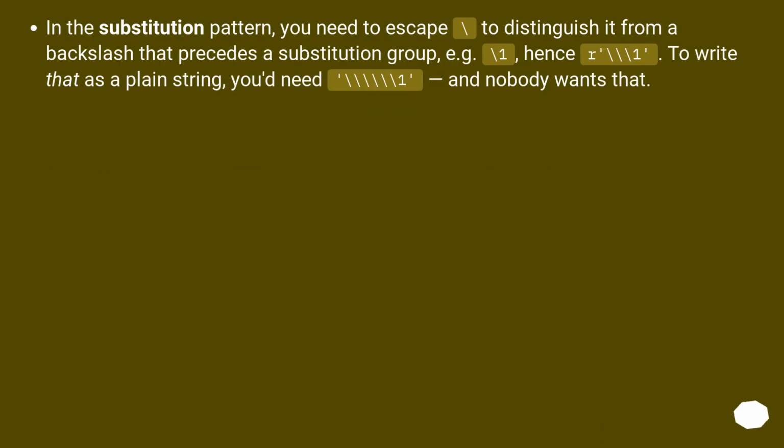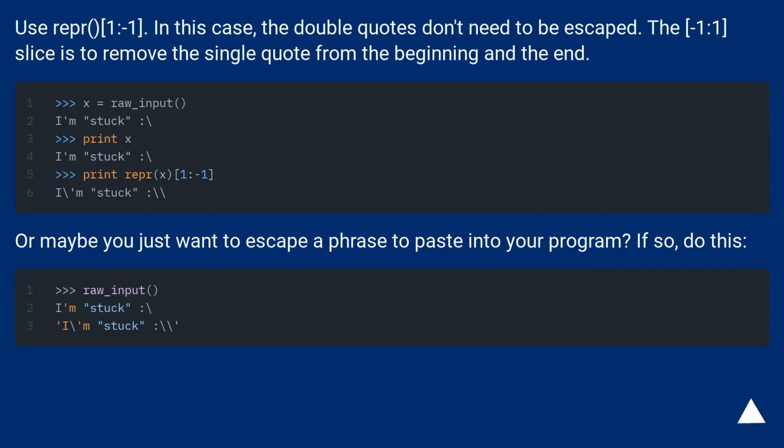In the substitution pattern, you need to escape the backslash to distinguish it from a backslash that precedes a substitution group, for example \1, hence our backslash-escaped \1. To write that as a plain string, you'd need extra backslashes, and nobody wants that. Use repr()[1:-1]. In this case, the double quotes don't need to be escaped. The [1:-1] slice removes the single quote from the beginning and the end.